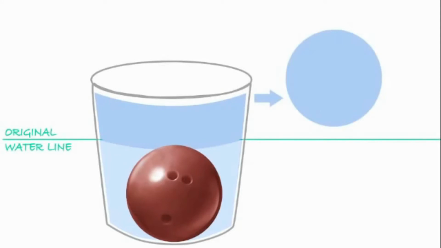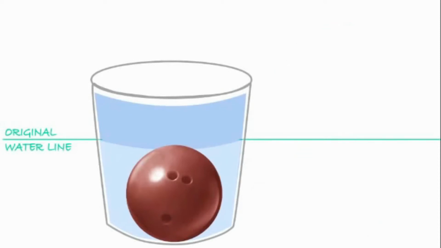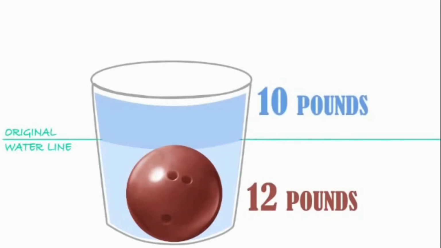The volume of the displaced water is the same as the volume of the ball. But volume is not what makes the ball sink. The ball sinks because it's heavy. This bowling ball weighs 12 pounds. Water weighs something too. A bowling ball-sized chunk of water weighs about 10 pounds. The water wants to return to its original level, but there's a 12-pound bowling ball in the way. Since the bowling ball is heavier than the displaced water, the bowling ball has more sinking power.